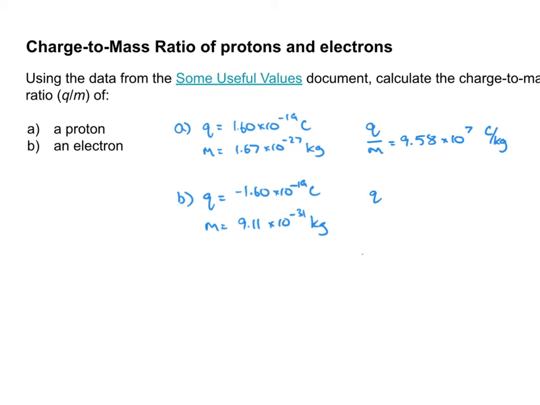So the charge to mass ratio of an electron, let's see, it'd be negative 1.76 times 10 to the 11 coulombs per kilogram.